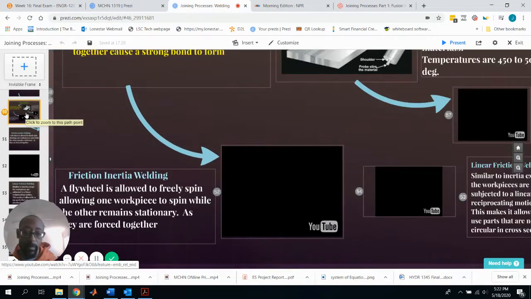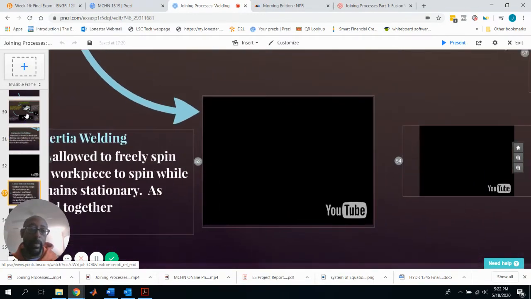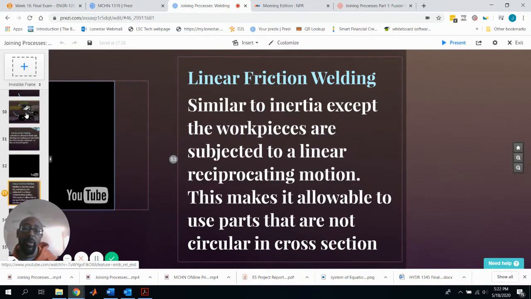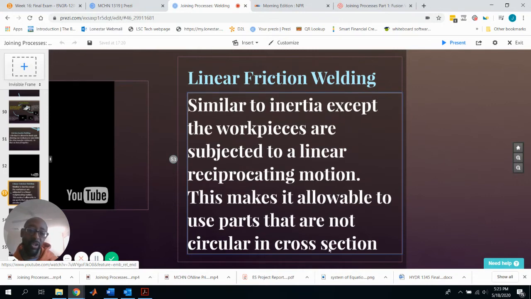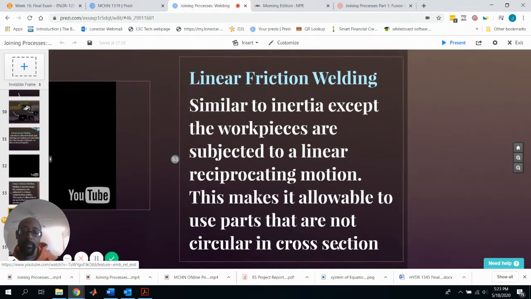All right. And that is the friction welding process. So remember, that's friction inertia welding. Okay, now linear friction welding is the same thing except you're doing more of a reciprocating action back and forth, but pretty much the same process, just a different type of motion. Now, what's special about this is that it allows you to do parts that are not circular in cross-section.